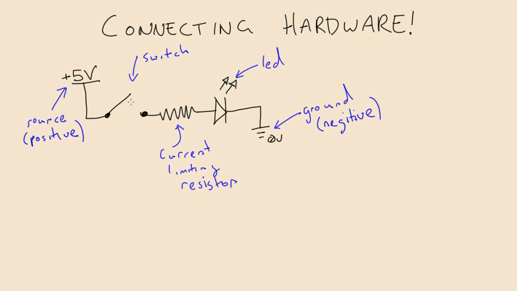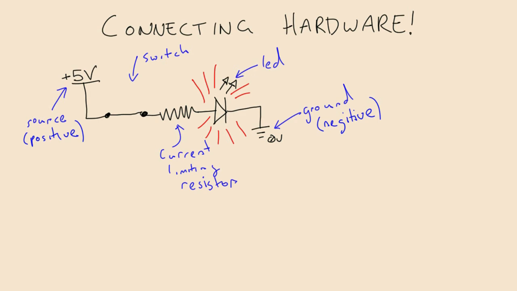This switch is open, so the current can't flow through the LED. You can see that the LED, the arrow is pointing towards the ground, and this is the way we want current to flow, such that our LED turns on. So when we close our switch, we should see our LED turn on.